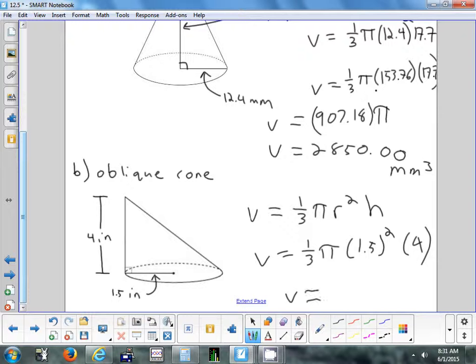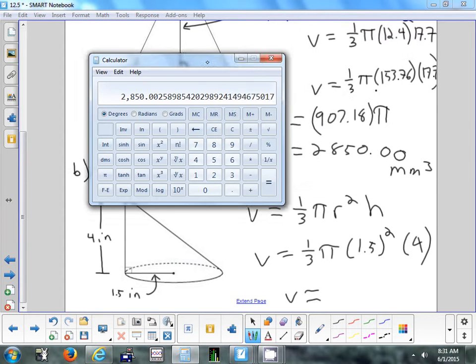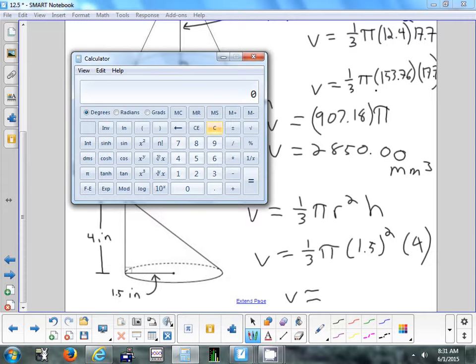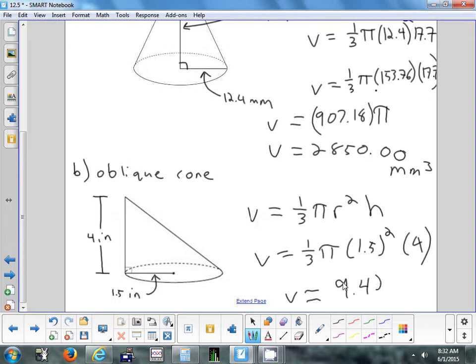Okay, let me show you how you can type it all in basically one step. Start with your exponent. Okay, that's done. Hit times 4. Divide it by 3. And then hit times pi. So we get 9.42 cubic inches.